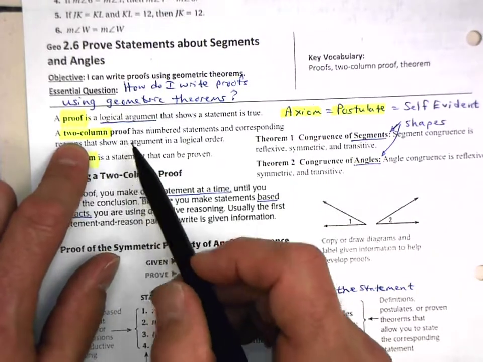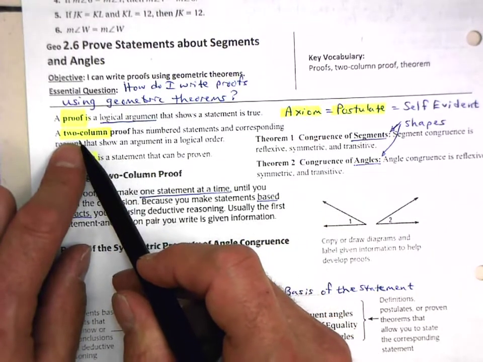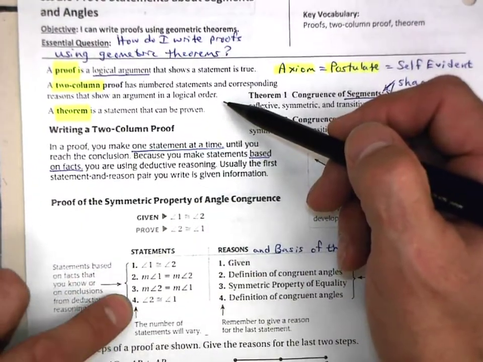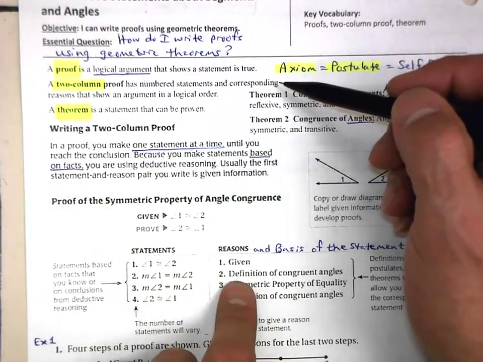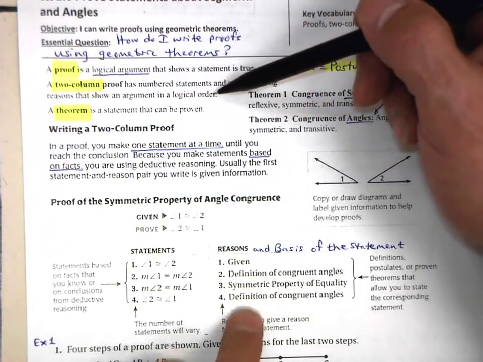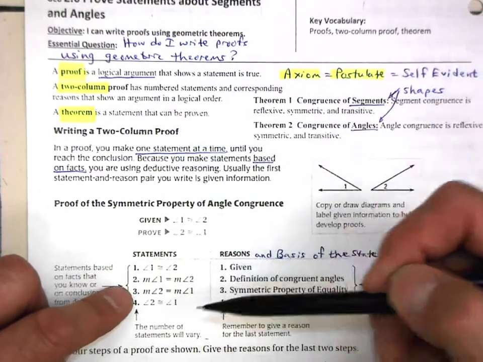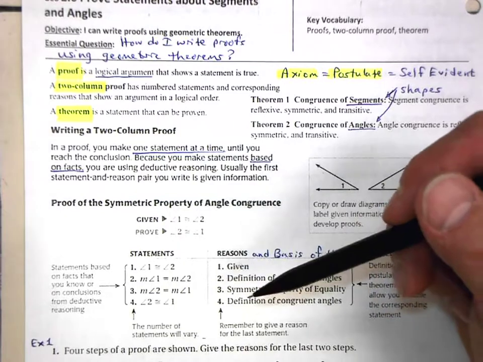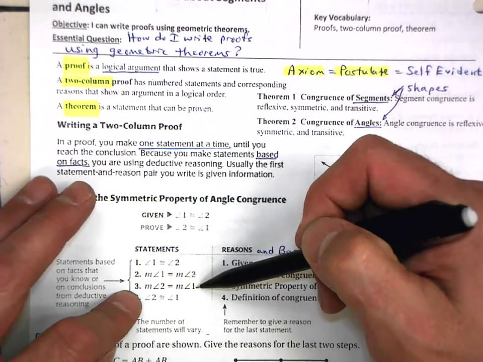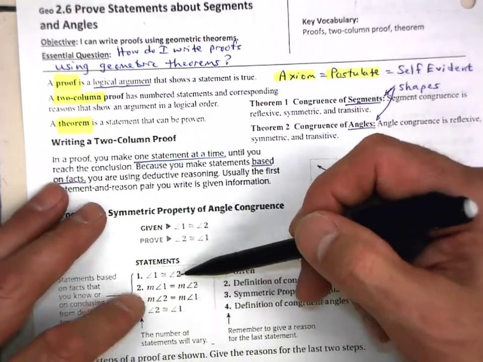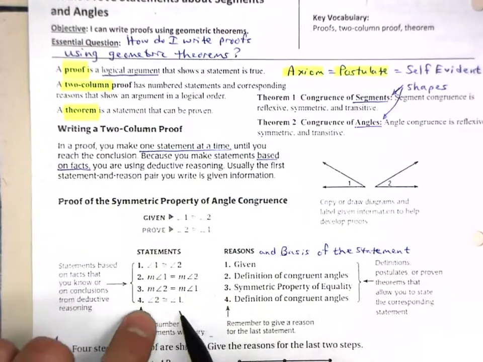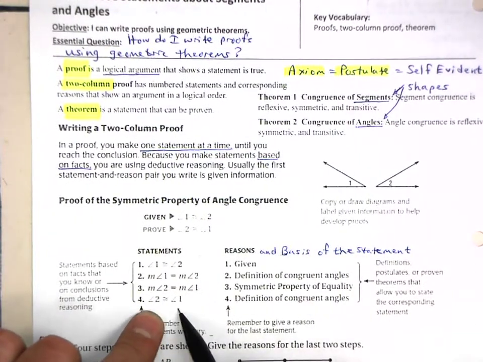And one form of doing that is to put it into a two-column proof that has numbered statements on the left-hand side, and then corresponding reasons on the right-hand side. These are corresponding reasons that show an argument in logical order. So this is our logic. We start here. It's kind of like directions. If you are at one place, how do you get to another place? Well, first you do this, and then you turn there, and then you go a mile and a half, and then you turn right at the stop sign, that sort of thing. So these are steps that you take to get from this one statement to your goal, your finish line, the thing that you're trying to prove.